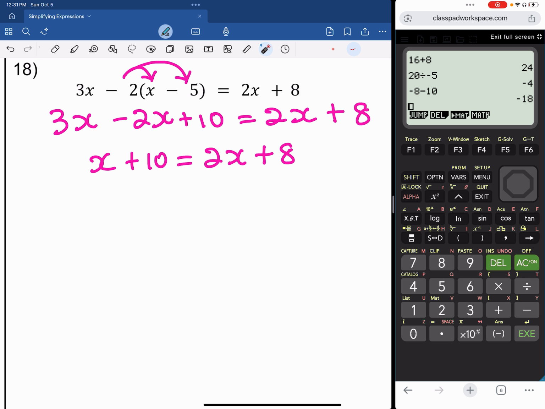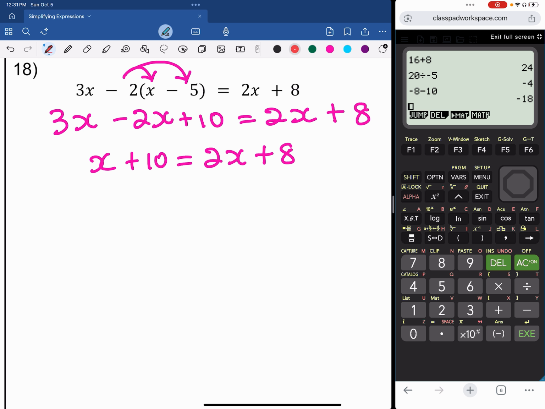Because here, this is just a 1x. So if I subtract 1x from both sides, this will go away, and 2 minus 1x is just going to be a positive x. So I would not have to divide by a negative. Let's see how that works out.